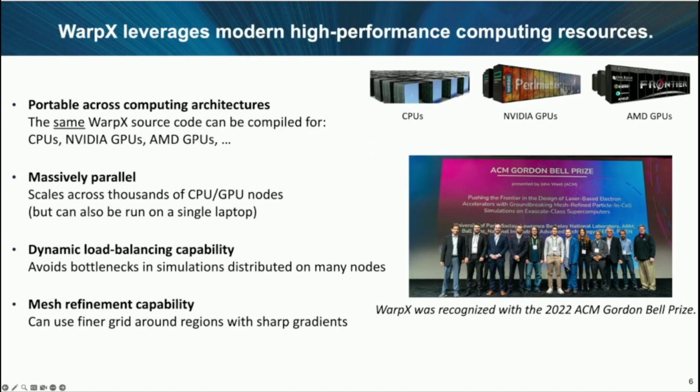We don't have separate source code for these different architectures, and instead it's just at compile time that you select the architecture. It's massively parallel. It scales across thousands of CPU and GPU nodes. In particular, in 2022, WarpX was recognized by the Gordon Bell Prize, which is a famous prize in HPC. And it has general features that make it efficient, including dynamic load balancing and mesh refinement.